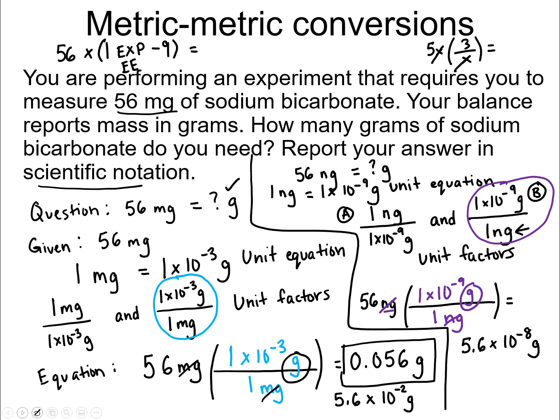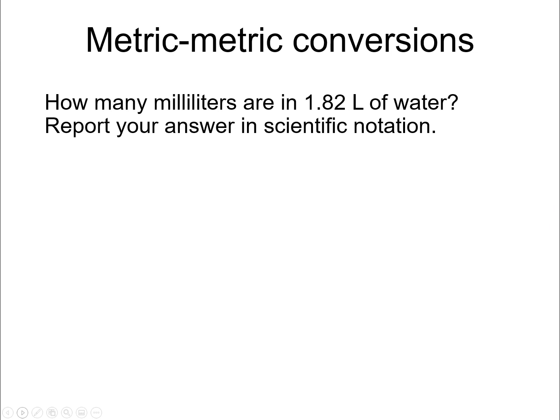Then I think it's time that y'all try one. So here's a simple one, or at least it doesn't have as many words. How many milliliters are in 1.82 liters of water? Remember that you need to have a unit equation that you write unit factors from. Once you have that set up, then you can write your equation. But don't just go straight to your calculator. Get in the habit of writing out your plan, what you know, setting up your equation, checking your units, and then using your calculator.